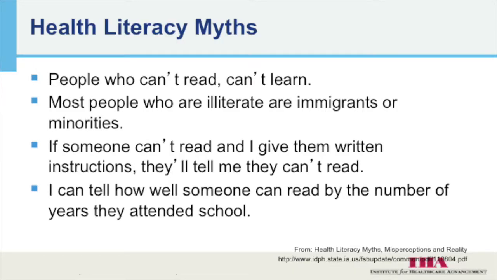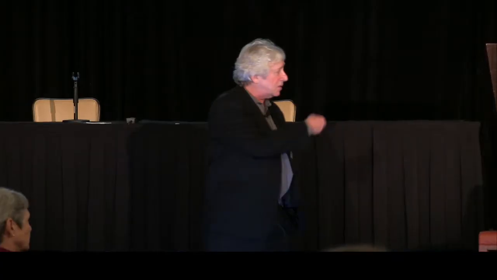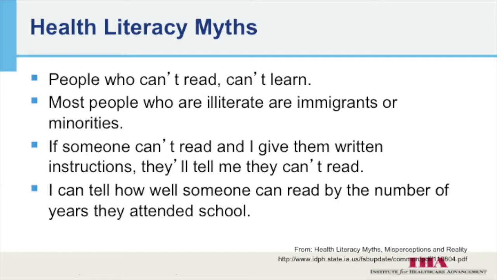If someone can't read and I give them written instructions, they'll tell me they can't read. Well, we already know that's not true. We saw a whole bunch of people up here who have literacy challenges, and no, they're not going to tell you. I can tell how well someone can read by the number of years they attended school. Isn't there a book called The High School Teacher Who Couldn't Read? Something like that. People graduate all the time and get through the system with very limited ability.